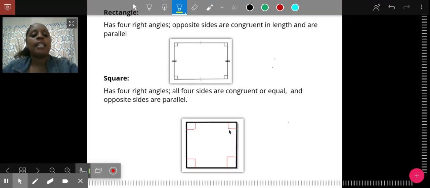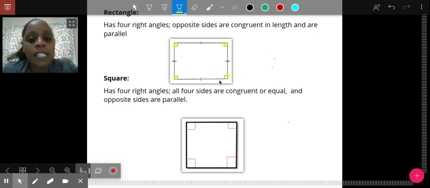All right, now let's go into a rectangle. Now, a rectangle is different from a parallelogram and a rhombus and a trapezoid. In a rectangle, it's important to note that it has 4 right angles. Remember, 4 right angles. So you'll see I'm highlighting all the right angles. It has 4 right angles.